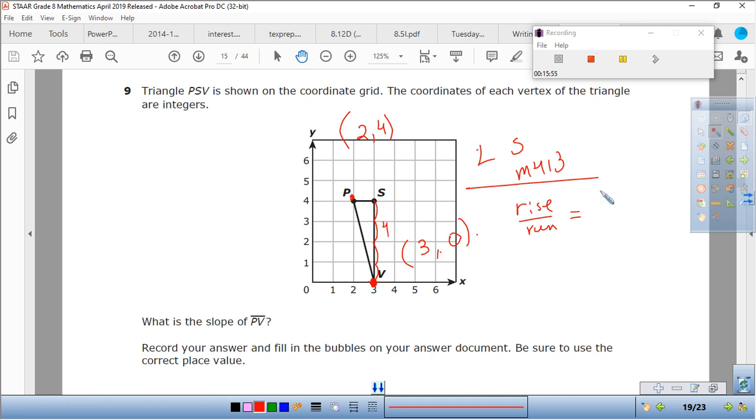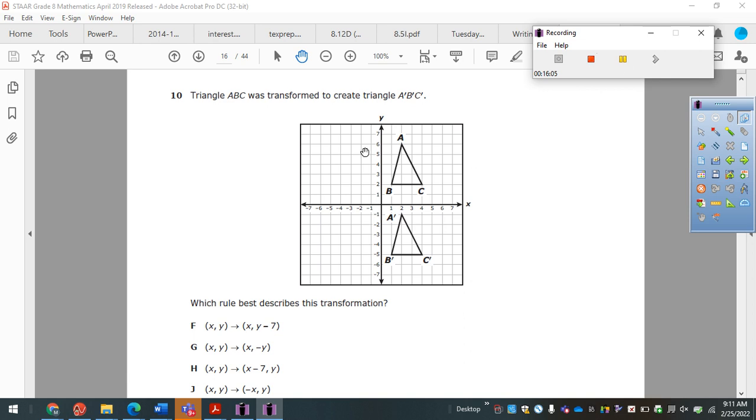I rise 4. How much do I run? A -1, which gives you a -4 as your answer. That's it. Okay, I'll pick up the pace.